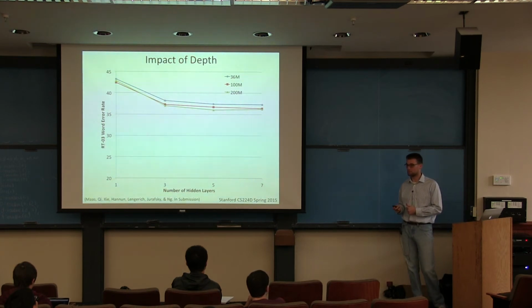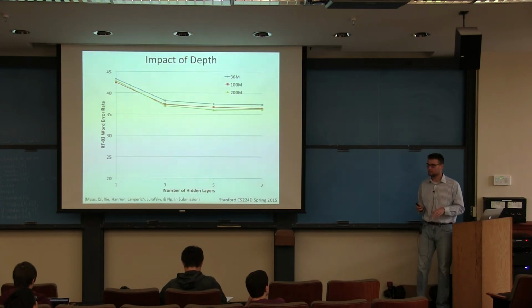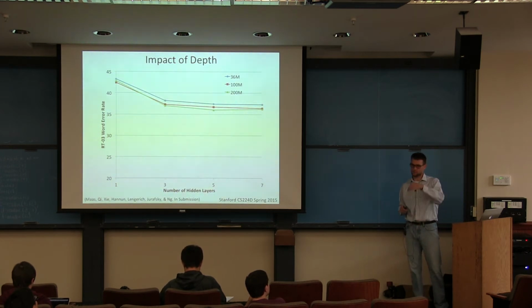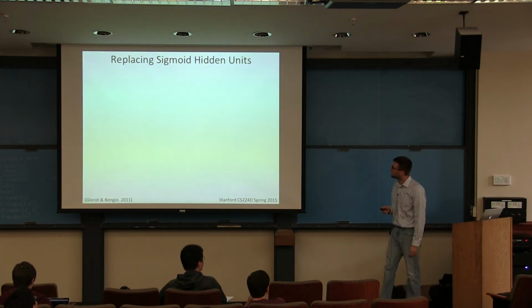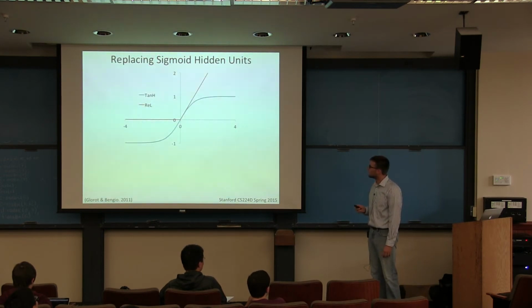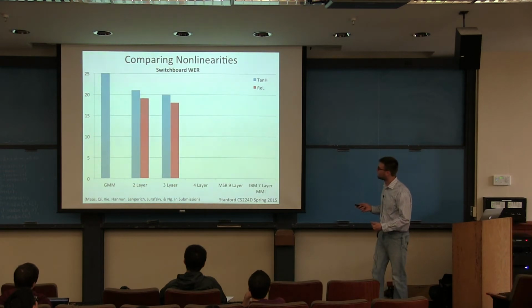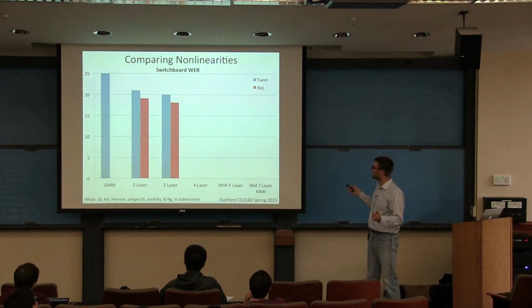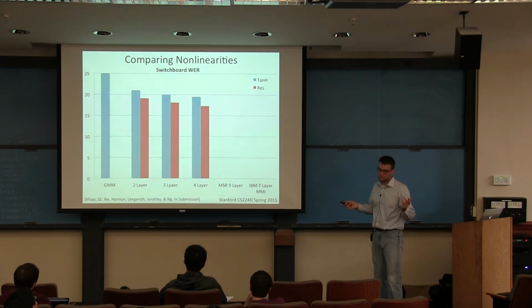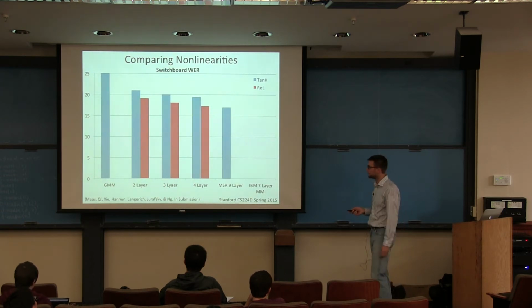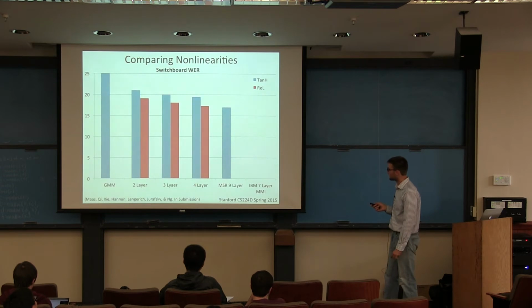So yes, depth. What people were doing in the 90s was always a single hidden layer, so that seems like a bad idea, but it doesn't seem like we need to do this crazy stuff of 9 hidden layers. Replacing sigmoids. Have you guys seen this by now, that rectifiers are awesome? No? Yes? Okay, yeah, so rectifiers are awesome. It turns out rectifiers are also awesome in speech. So blue is tanh, red is rectifier, and basically you do nothing except switch your nonlinearity and you just get free performance gains. That's great.